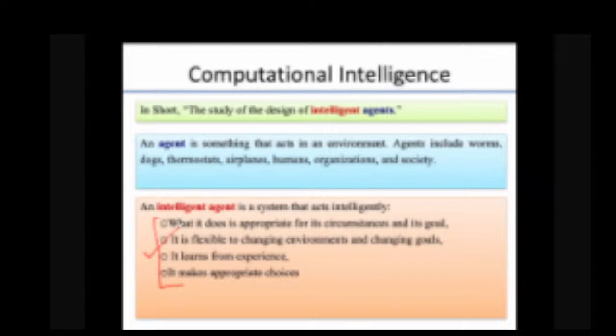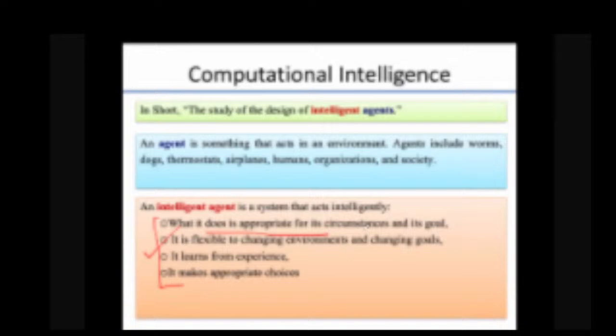So, to make anything intelligent, these four properties are required. The first property is that whatever it does is appropriate for its circumstances and its goals. An intelligent agent always does whatever is good for itself, right? You people are professors or researchers. That's why you are attending this workshop. I'm a professor, so I am giving the lectures. I will learn something, you will learn something, right? So we will learn something through this workshop.